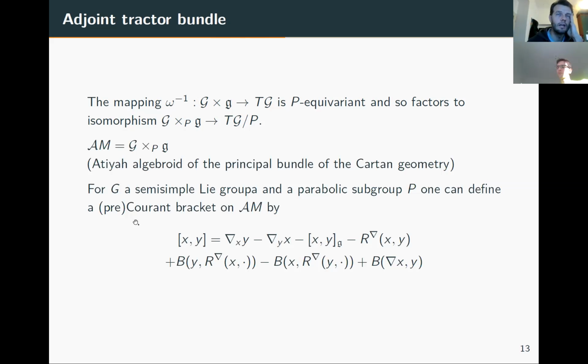Okay. Does this form have to be 0, or could it be just exact, like the Jacobiator being d of something? I think 0, because then it's reformulated as saying that some Pontryagin class vanishes. Yeah. Okay. Cool.